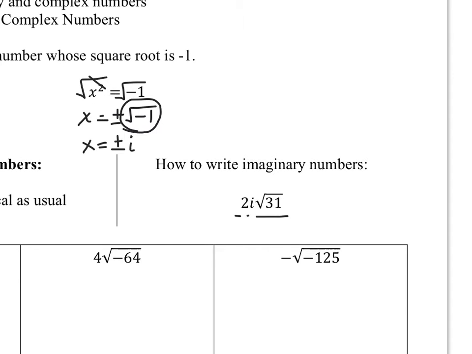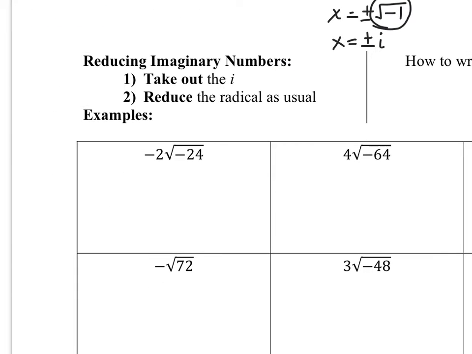Just so that we're consistent, the i should always go between the coefficient and the radical. If there isn't a radical, then the i goes last, just like if the i was an x. So when we reduce imaginary numbers, it's just like reducing radicals, except we have one extra step. We take out the i.